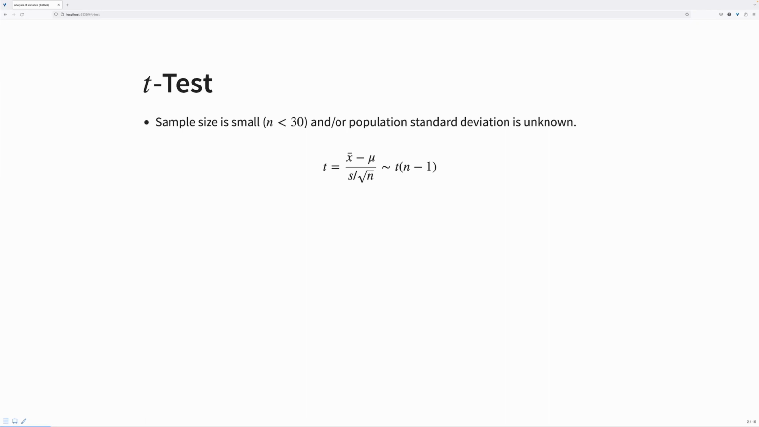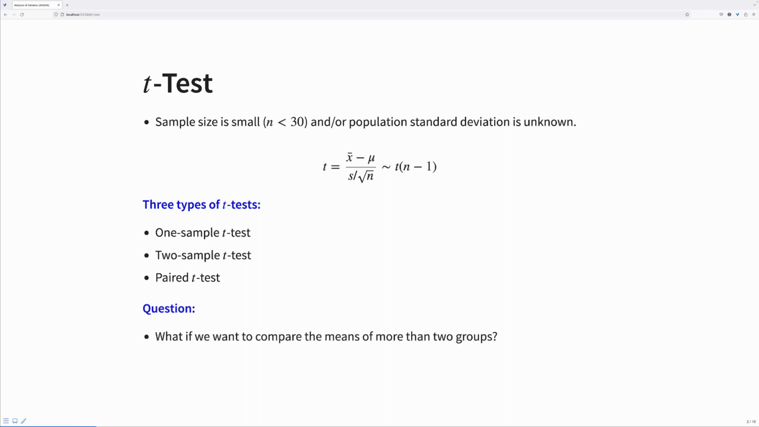And we also discussed 3 types of t-tests. The first one is the one sample t-test, which is used to verify a claimed population mean, while the two sample t-test is used to compare two population means. The last one, the paired t-test, compares the means of the same group under different conditions, such as before and after the treatment. And we had a question at the end of the video. So what if we want to compare the means of more than 2 groups?